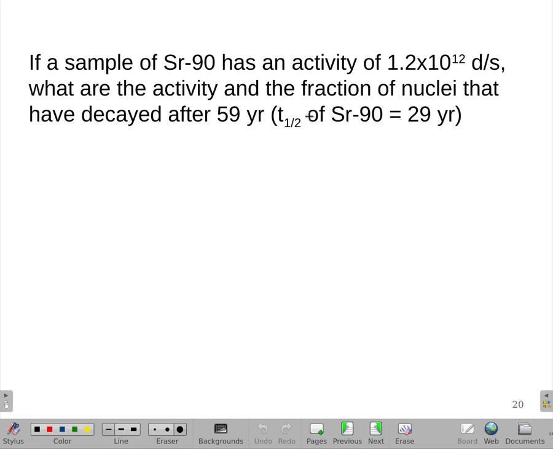We're going to do the fraction as well, but to get the actual activity, we're using the equation we just had. The natural log of A at any time equals the negative of the natural log of 2 over T one-half, times the time, plus the natural log of A naught, or the original decay rate. So we're going to solve for the new decay rate. That's this.